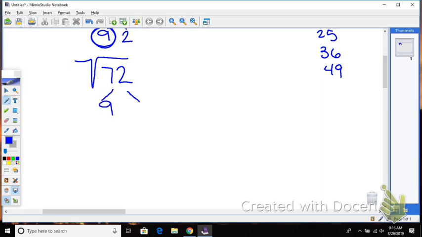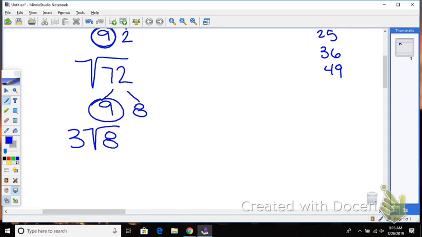This is how most everybody would think, because this is even how I think. 9 and 8. Okay, which one's a perfect square? 9. 8 is not a perfect square. Look at my list. Okay, well, you should know that. Okay, what's the square root of 9? 3. And I'm left with the square root of 8.